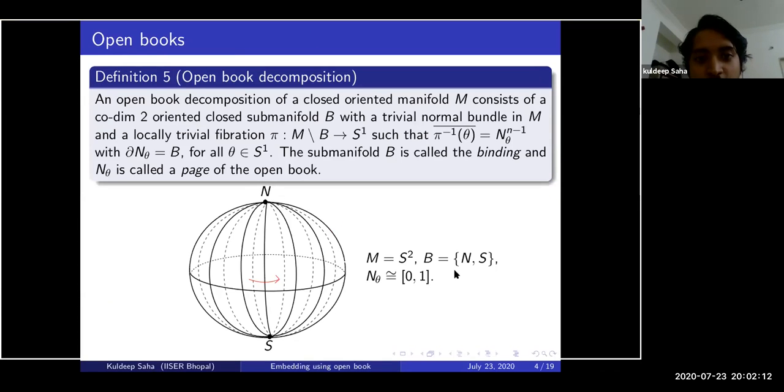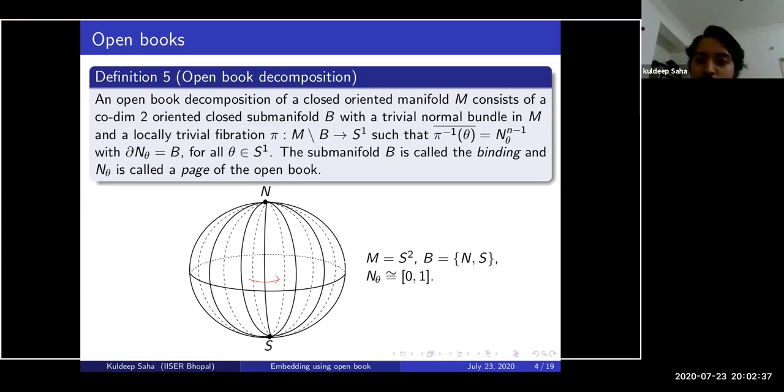Now what is an open book decomposition? An open book decomposition of a manifold is essentially a way to decompose the manifold into simpler parts. In particular, if you start with a closed oriented manifold M, then the decomposition consists of a codimension 2 oriented closed submanifold B with a trivial normal bundle in M. That means the normal bundle is isomorphic to B cross D2.